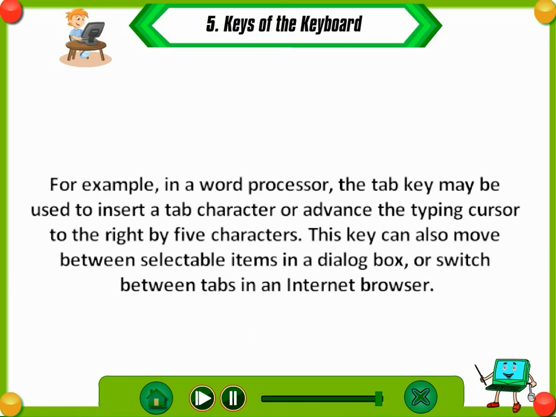For example, in a word processor, the Tab key may be used to insert a tab character or advance the typing cursor to the right by 5 characters. This key can also move different selectable items in a dialog box or switch between tabs in an internet browser.